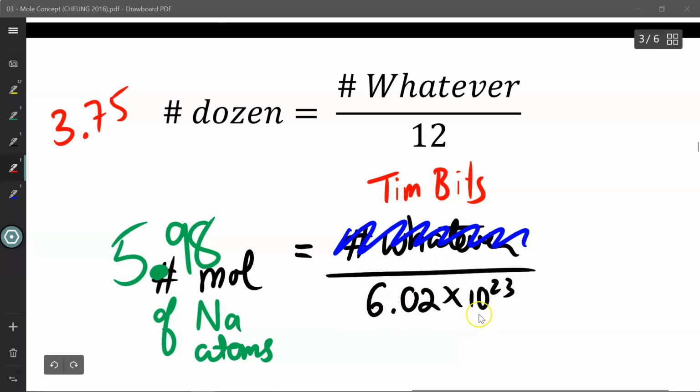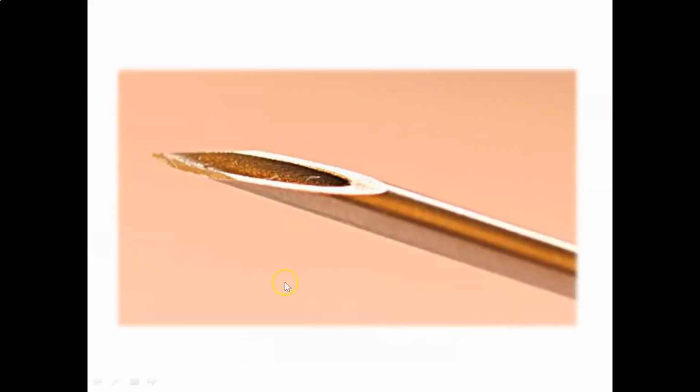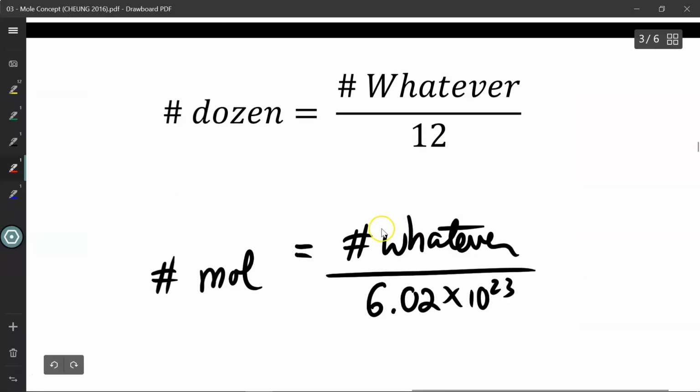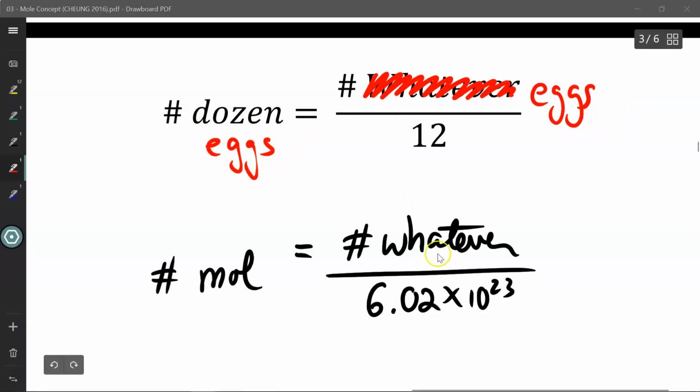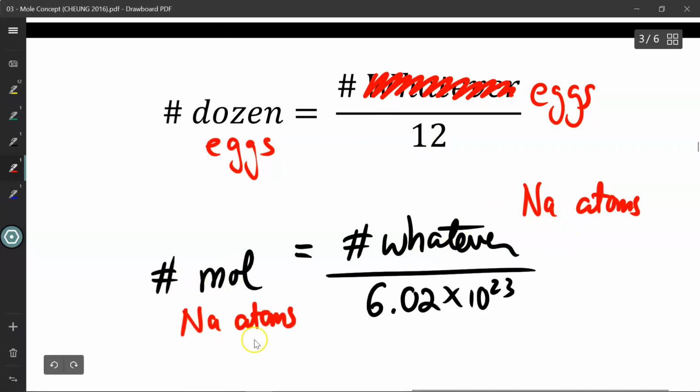And so because Avogadro's number is so big, it's really only useful for dealing with atoms because there's so many of them. Now the last thing to keep in mind, whatever you're counting, that's what you're grouping. So if you have number of monkeys, then you're talking about dozens of monkeys. If you're talking about eggs, then it's dozens of eggs. Well, it's the same thing down here. If you're counting sodium atoms, then you're dealing with moles of sodium atoms.